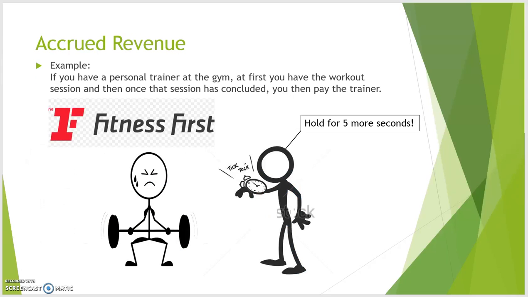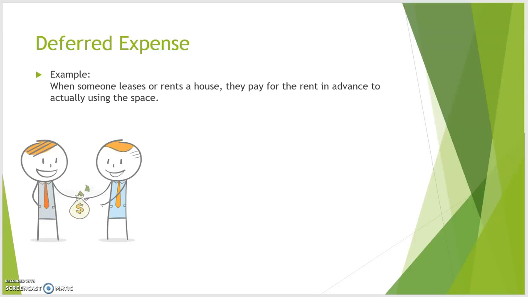An accrued revenue is when a company or entity provides a service and then collects the cash. An example of this is if you have a personal trainer at the gym. At first, you have the workout session, and then once that session has concluded, you pay the trainer the money they are owed.